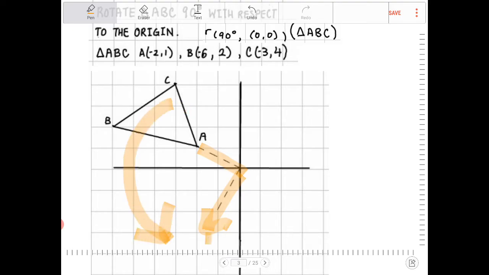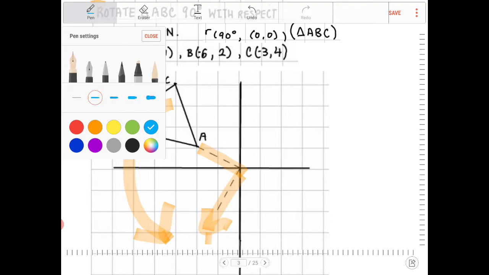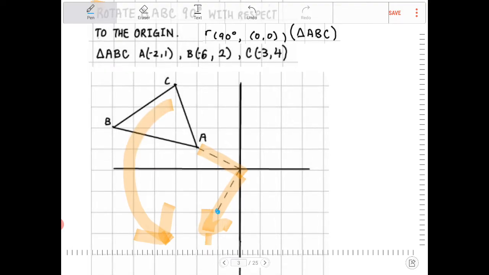Point A has to end up not somewhere, but right there. Whatever distance this was, it has to be preserved, moving in that direction there. And then we're going to take point B and do the same exact thing.